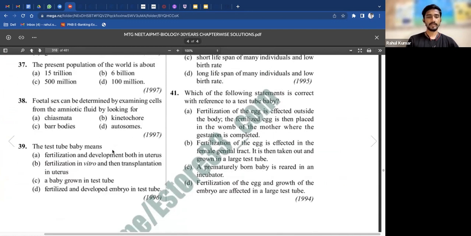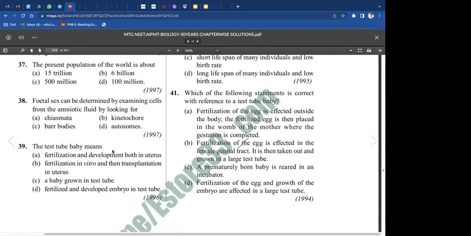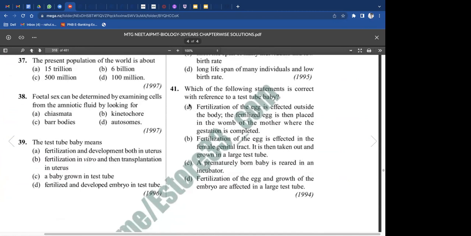Question number 41, the last. Which of the following statements is correct with reference to test tube baby? Fertilization of the egg is effected outside the body. The fertilized egg is then placed in the womb of the mother where the gestation is completed. It is correct. Okay. Fertilization of the egg is effected in the female genital tract. It is then taken out and grown in the lab.